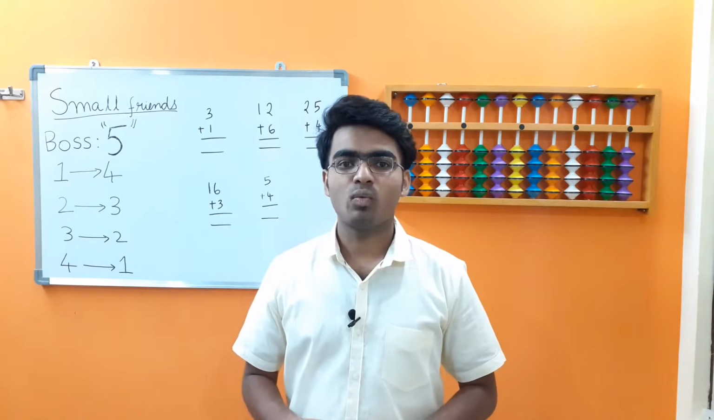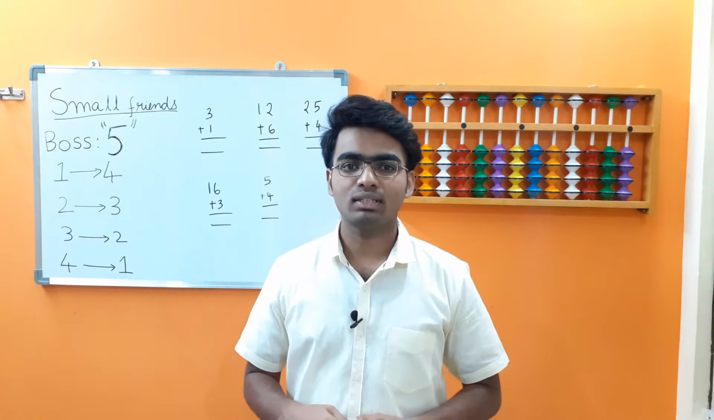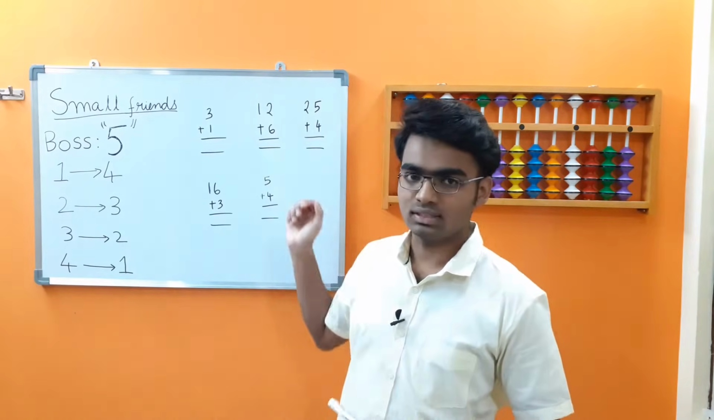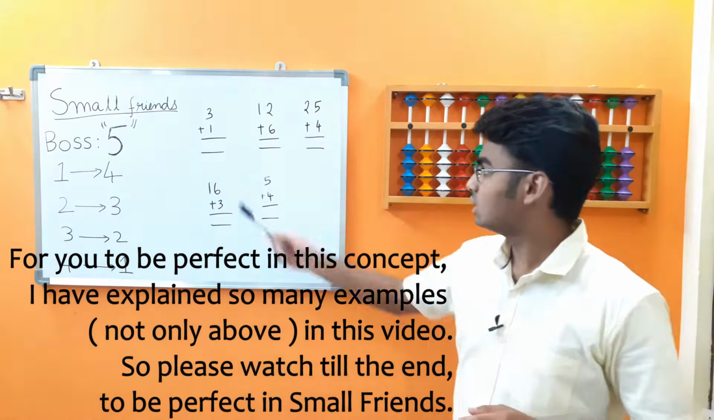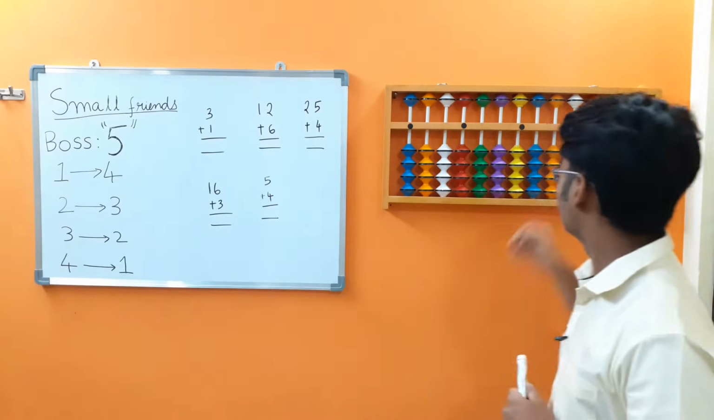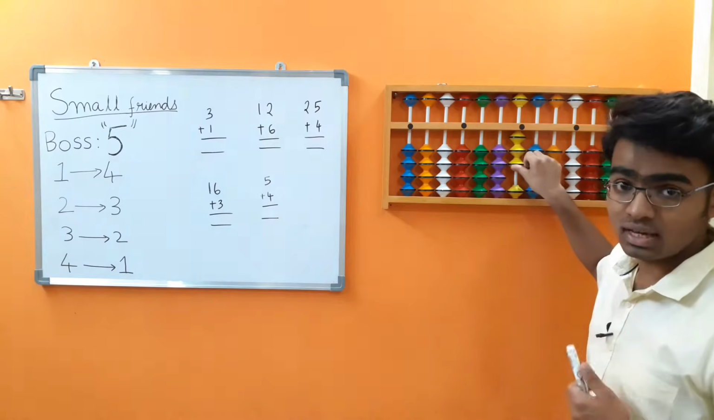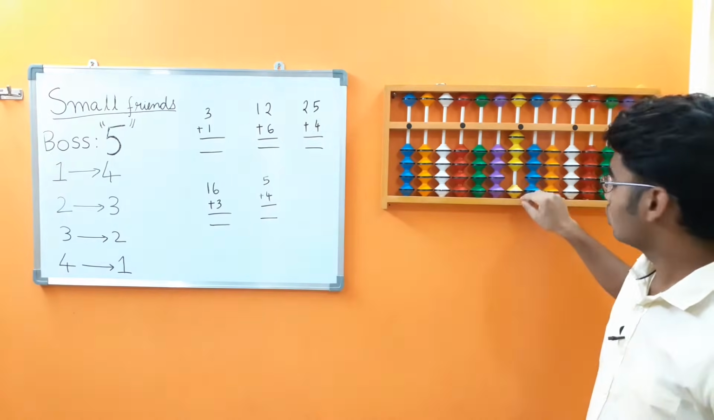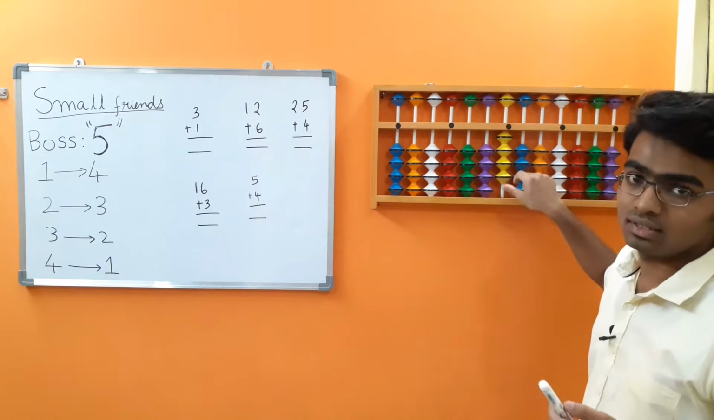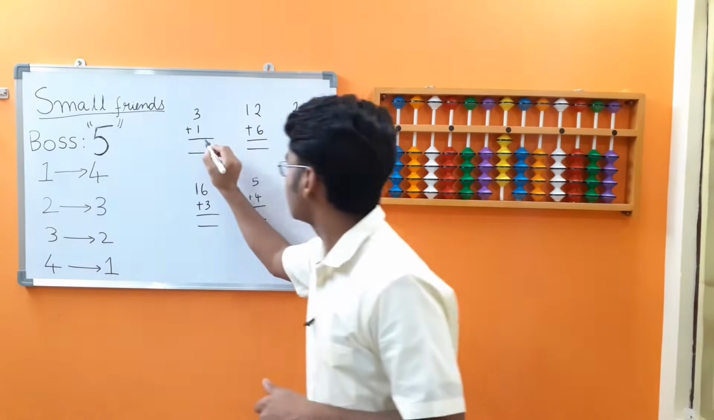Small friends. Why do we need small friends? Let's try to understand by going through all these examples, right? Let's try to add all these examples here. 3 plus 1. We place 3 on the abacus as usual. We have to add 1. We have enough beads at the lower end, so we can add 1 directly. We got the answer as 4.